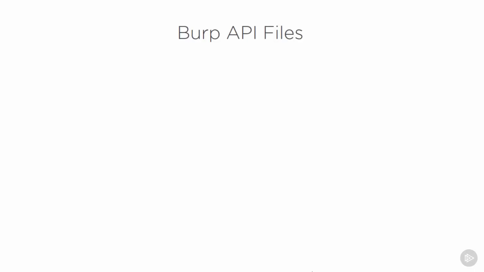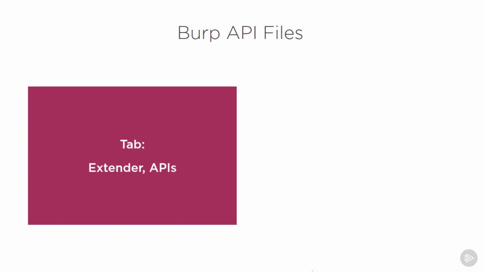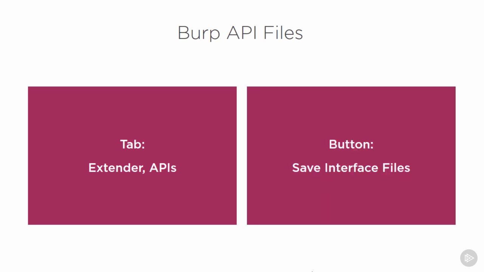Now, the burp package is significant because this is going to be the package that will contain all of the interfaces of the Burp API. You're going to need to download these interface files, and luckily they are available within your Burp product. You'll need to go to the Extender module and the APIs tab. At the bottom of that tab, you will see a button labeled Save Interface Files. You click that and save the files to your hard drive, and then make them available inside of your IDE.